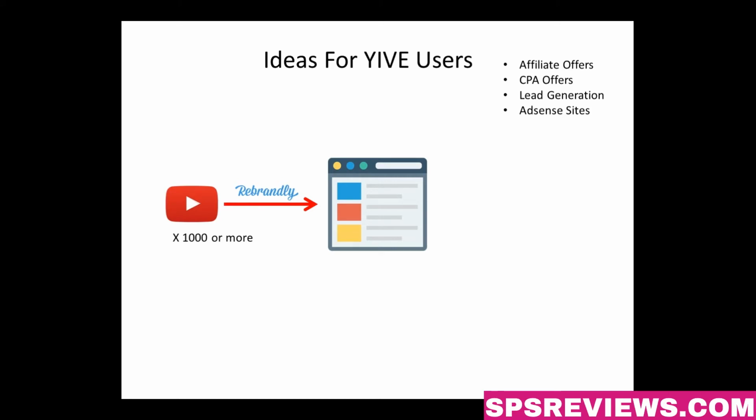So I'm going to go through a few kind of layout diagrams to give you some ideas. Our most basic one is if you want to promote affiliate offers or CPA offers, lead generation offers, and simply drive traffic to certain AdSense sites you have. It's very simple within YIVE, whether you're using the Amazon module or you're using the SMB module, to be able to do that. So when you can produce thousands of videos and you can control the link that's going to sites, you're going to be able to control hundreds of clicks over the course of a month.